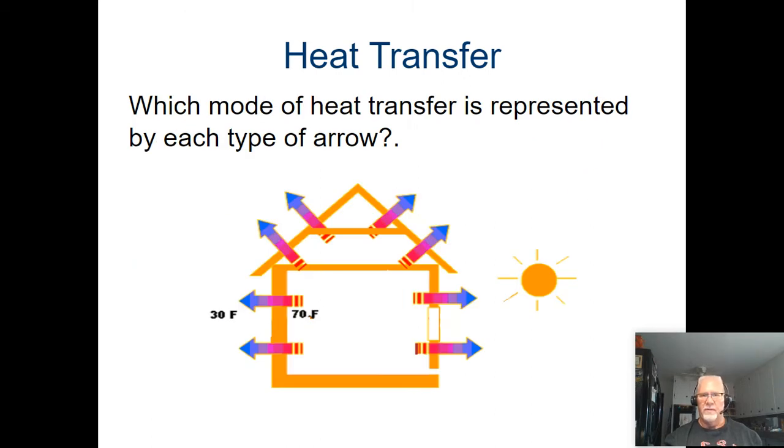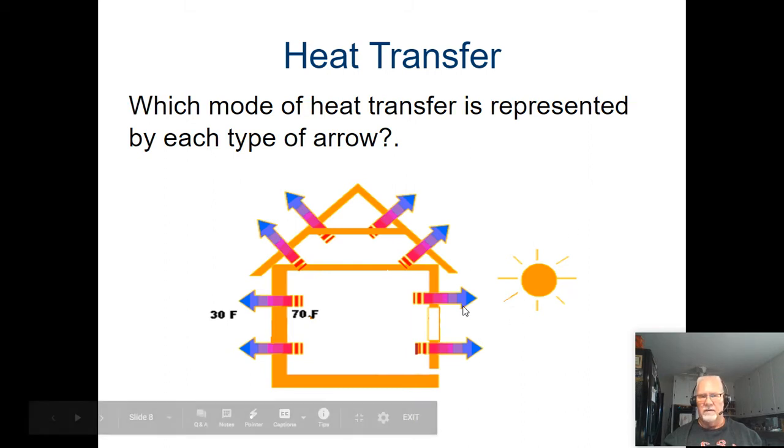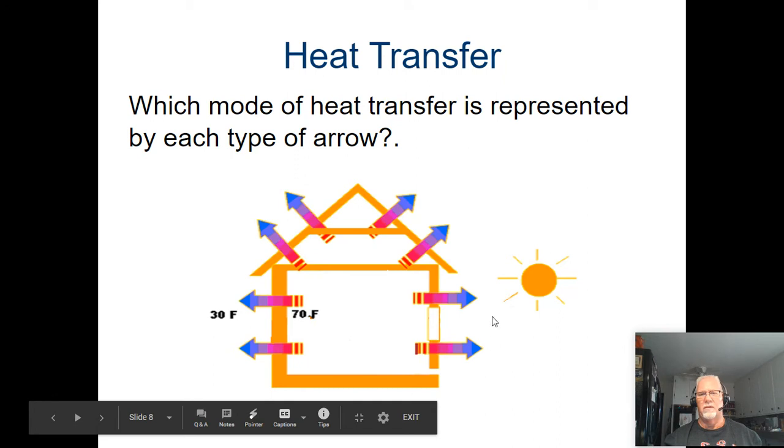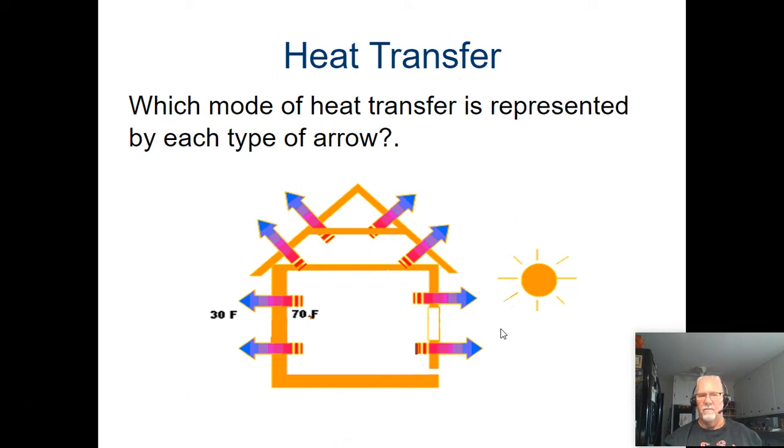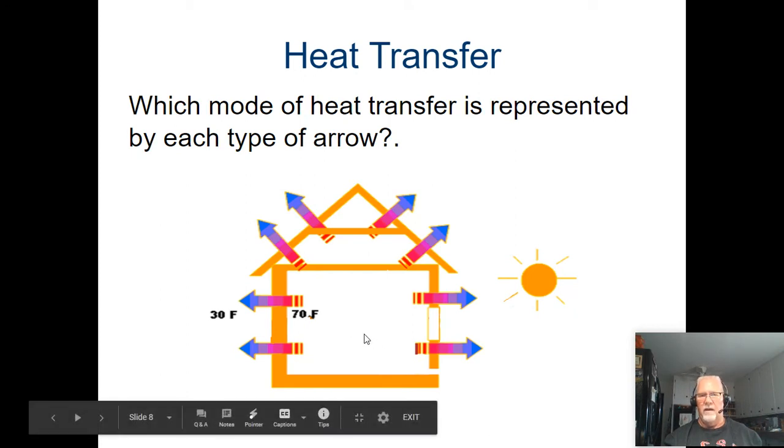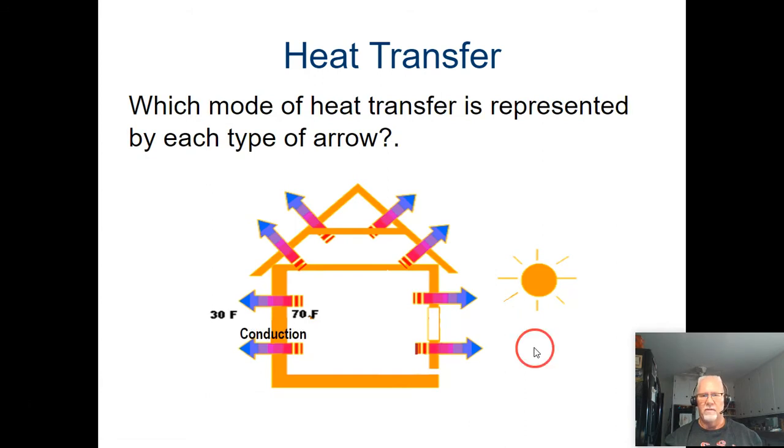Which mode is represented by each of the arrows? When we think of each of these, we kind of have some leakage around a window. Which one do you suppose that is? We have leakage there. That's probably a case of convection, convection being air movement. Okay. If we have air or heat transferring between a wall, we're looking at conduction, and then radiation would be the third one.